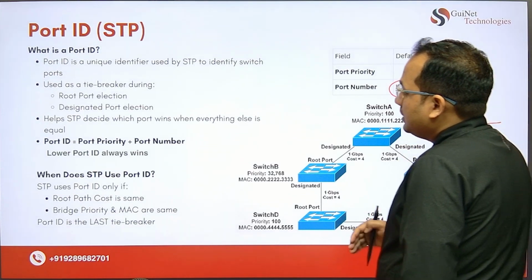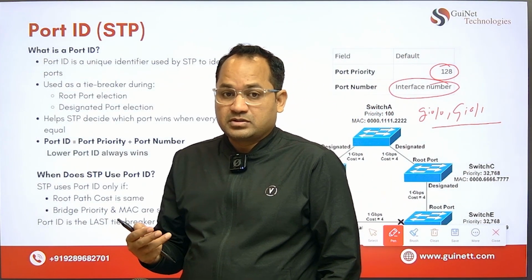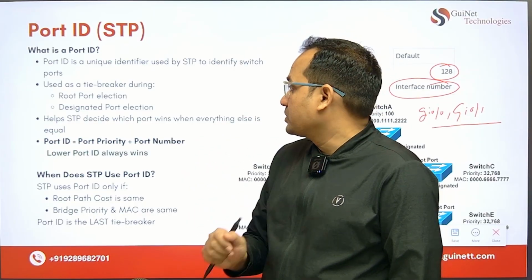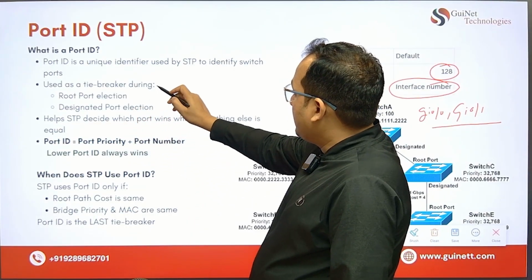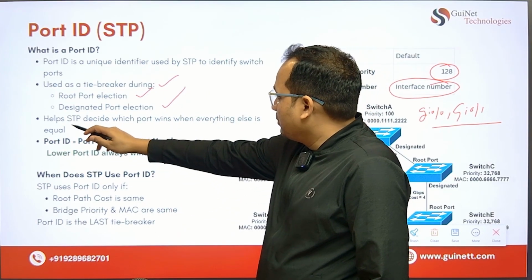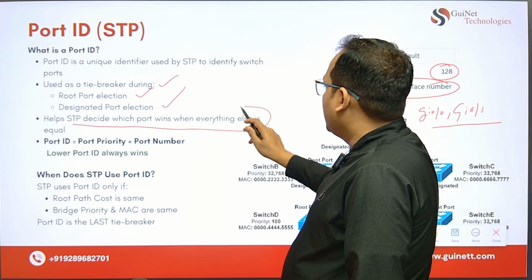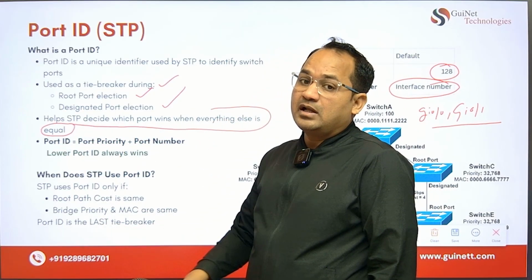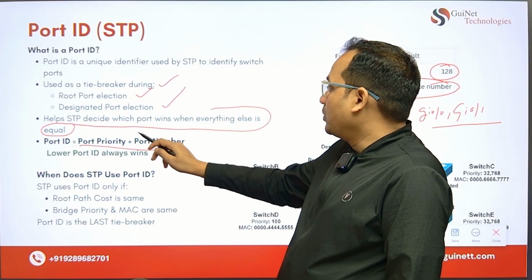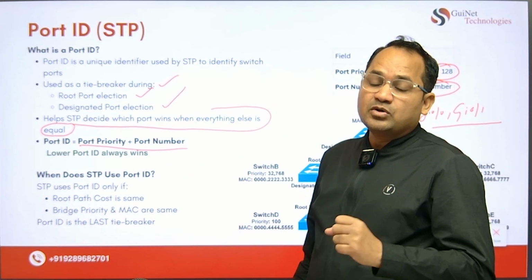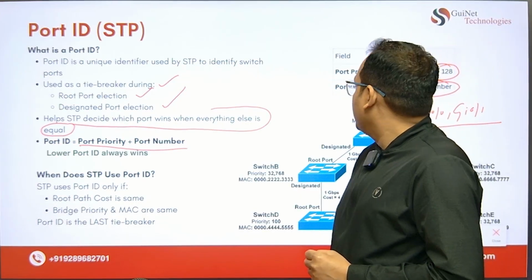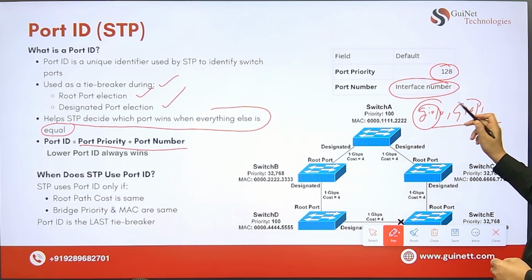A lower priority is going to win your selection process. If the priority is the same, then the lower port ID is going to win. So use the tiebreaker during root port selection and designated port selection; it helps decide which port wins when everything else is equal. The port ID is a combination of the port priority and the port number. If the port priority is the same, then your port number acts as a tiebreaker, like gig 0/0 or gig 0/1.